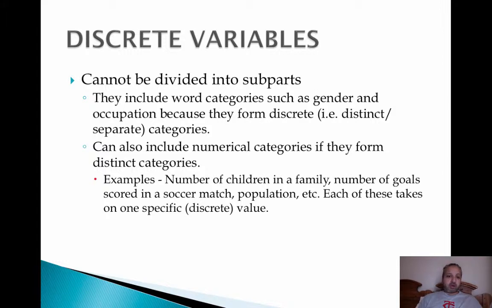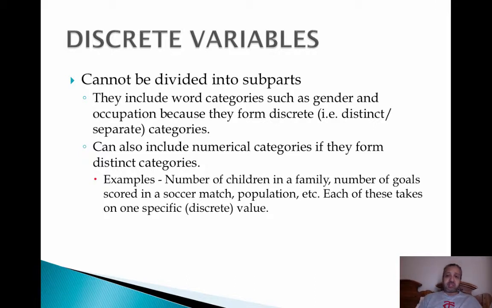The number of goals in a soccer match is the same idea. There could be 0 goals, 1 goal, 2 goals, 3 goals. You can't have 3.7 goals in a single soccer match, right? So the idea here is there's one specific or discrete value. So these are discrete variables.